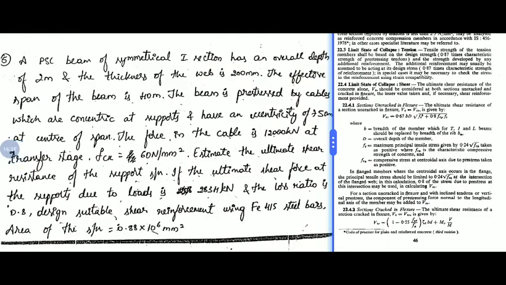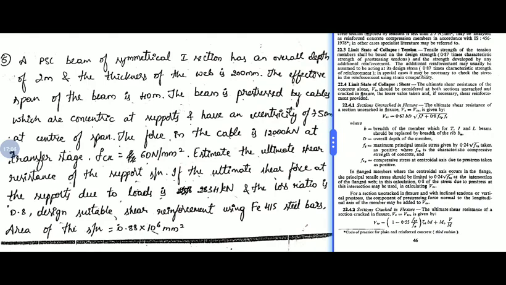A PSC beam of symmetrical I section has an overall depth of 2 meter and thickness of web is 200 mm. The effective span of the beam is 40 meter. The beam is pre-stressed by cables which are concentric at supports and have an eccentricity of 750 mm at center of span. The force in the cable is 12,000 kilonewton at the transfer stage. fck is 60 Newton per mm square. Estimate the ultimate shear resistance of the support section.